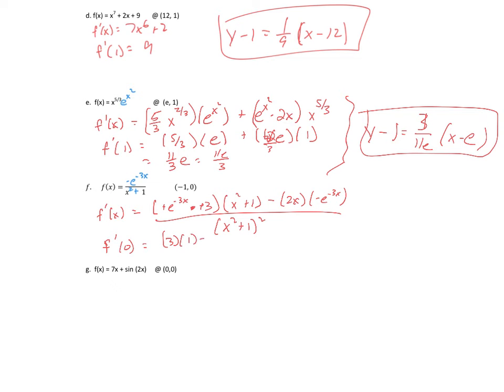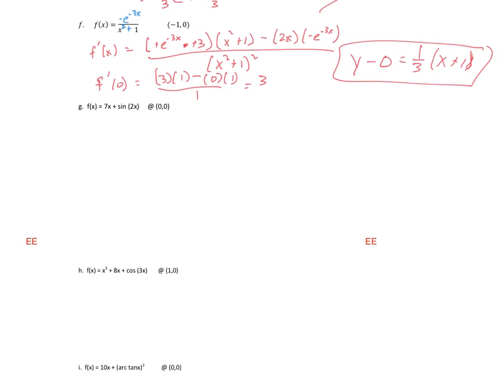And then I've got a 1. And then I've got a minus 0 times 1 all over 1. So then I have a 3. So y minus 0 is equal to 1/3 x plus 1, parentheses.